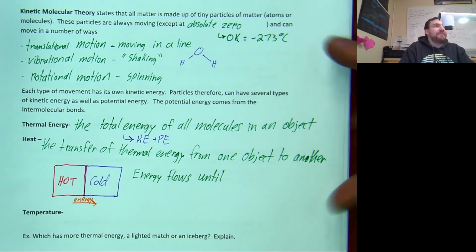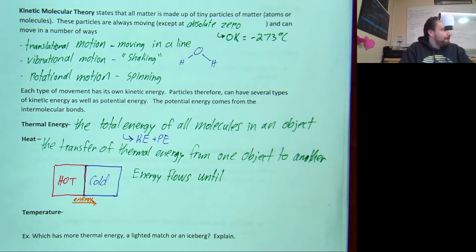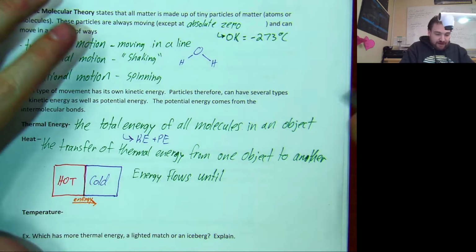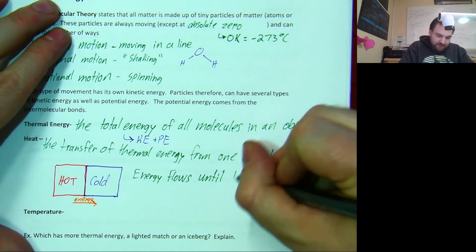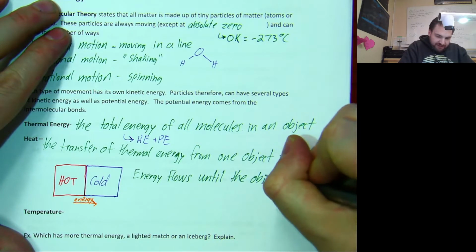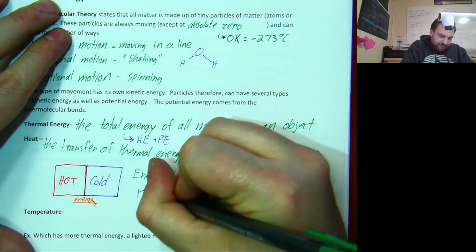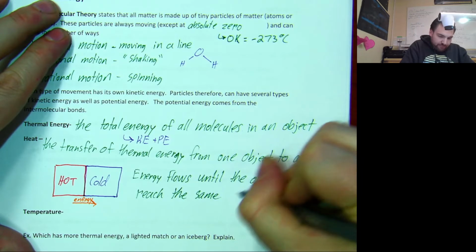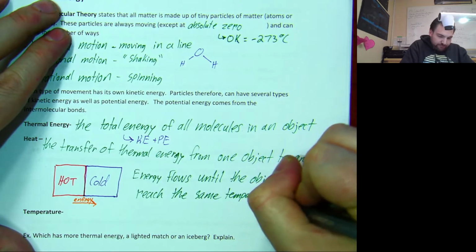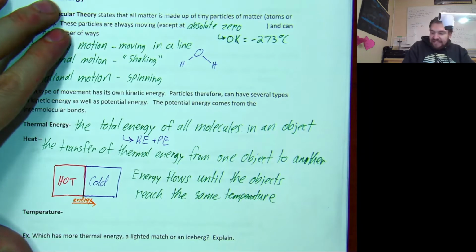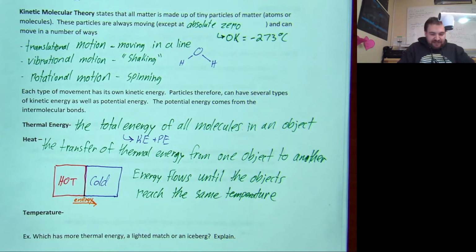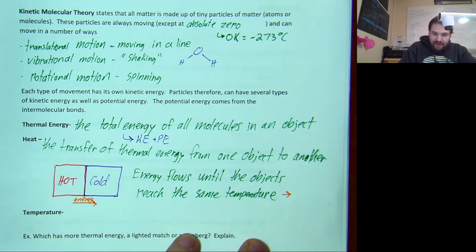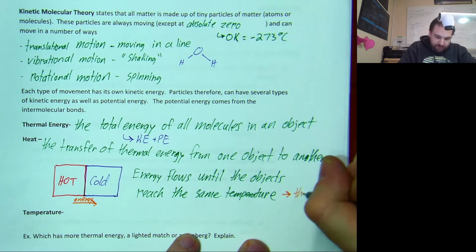When does the energy stop flowing? When the body reaches the same temperature as the next one. Yes. Energy flows until the objects reach the same temperature. We have a name for this state. When these objects are at the same temperature, we say they are in thermal equilibrium.